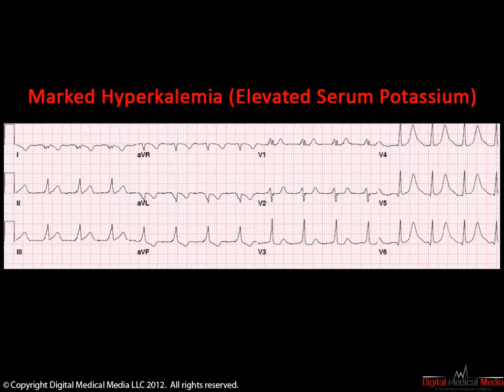The first thing that happens in hyperkalemia is peaking of the T waves. As the potassium level continues to rise, the QRS will widen such that you almost get a sinusoidal pattern between the QRS and the T wave. The P waves become less and less prominent as the potassium level rises. The correct interpretation for this 12-lead would be marked hyperkalemia.